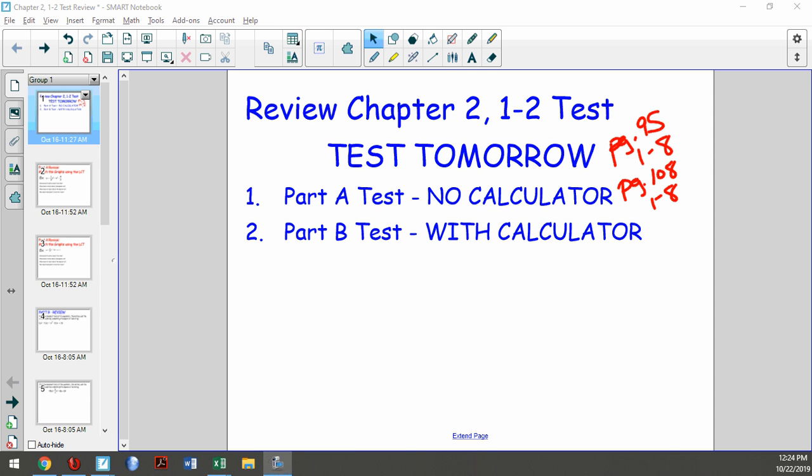Page 108. We're done with page 95 now, so page 108. Now, this is where the leading coefficient test comes into play, and we talked about this. I said I wanted you guys to make sure that you were using the up, down, left, right, stretch, compress concept, as well as how many zeros it's supposed to have and looking at the highest degree.